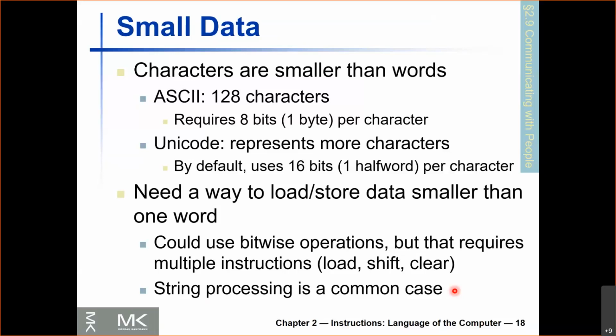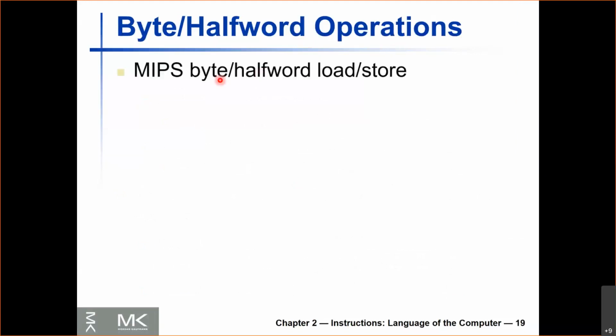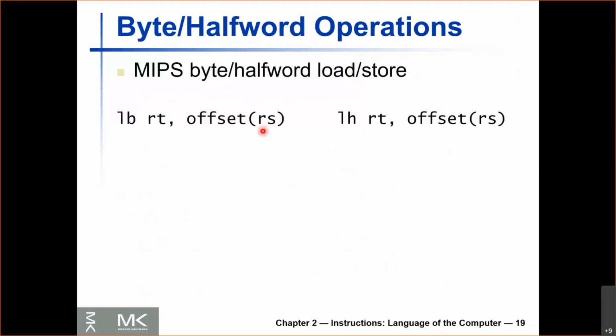So what we're going to do is we're going to have byte and half word operations, and these will look as follows. So MIPS has byte and half word load and store instructions. We have load byte. LB is the instruction that does load byte. So remember, our load instruction, the one we first introduced, was LW, and what that means is load word. Well, what we have is LB, which is load byte, and we have LH, which is load half word.